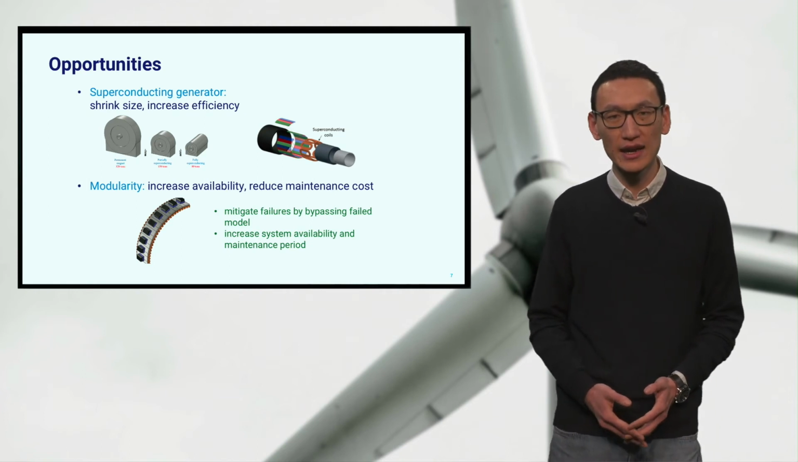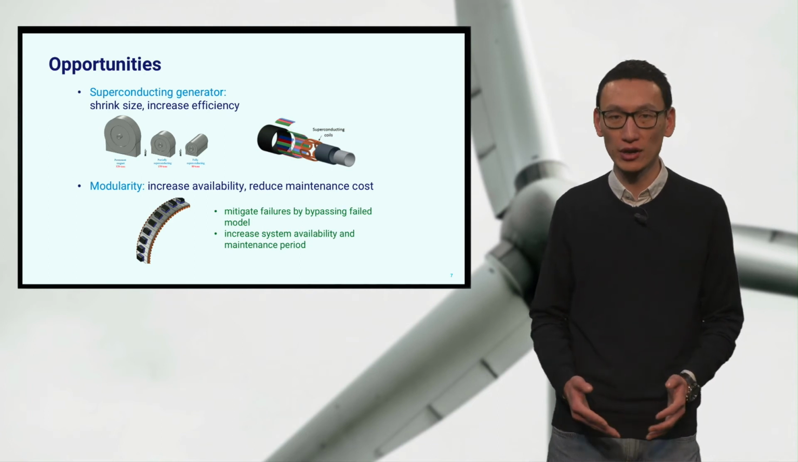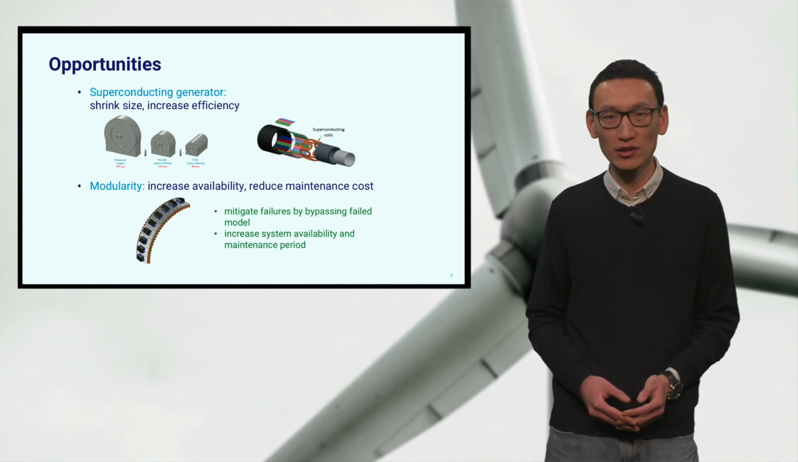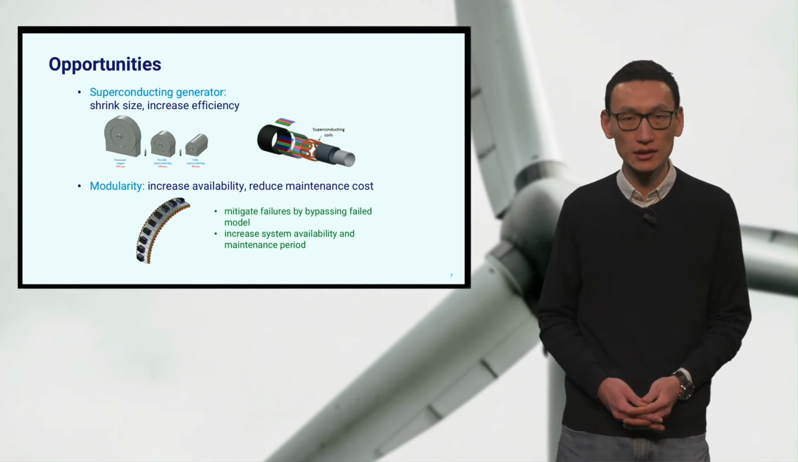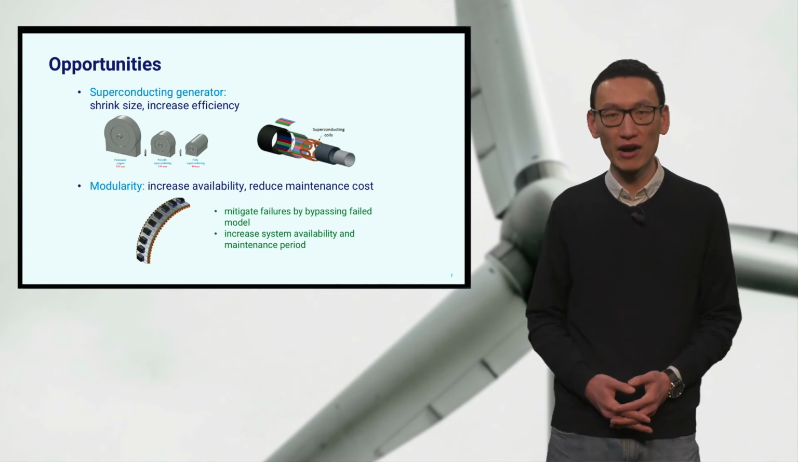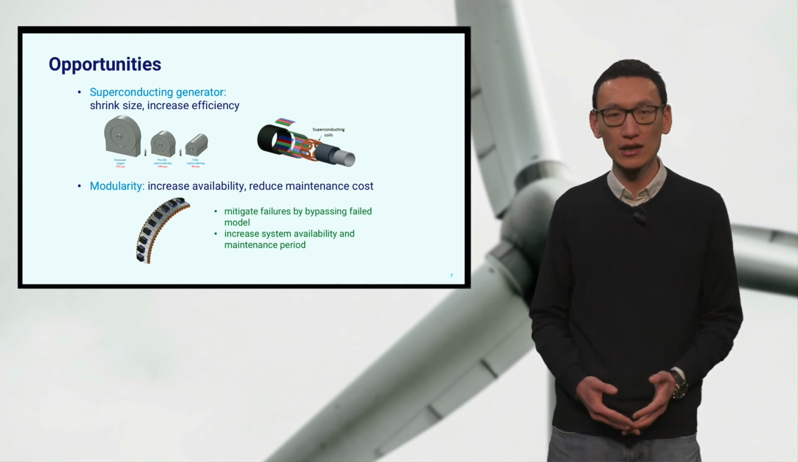Another possibility is to make the generator system modular. By designing and manufacturing the electrical generator in a modular way, the generator can be transported as individual modules and installed on-site. It will cut the logistics cost for offshore wind. Moreover, in case one of the modules fails, the failed module can be bypassed. In this way, the system availability can be increased. The maintenance period can be extended, which are crucial for offshore wind.